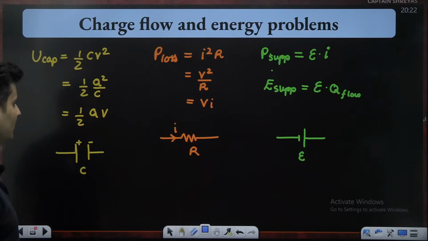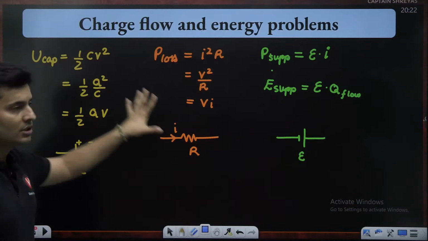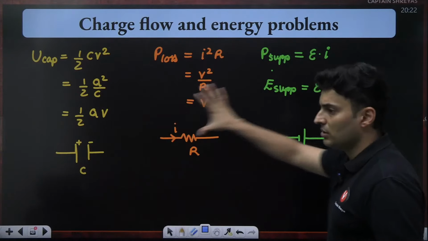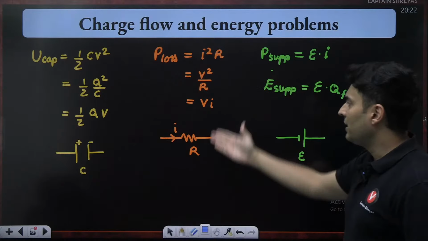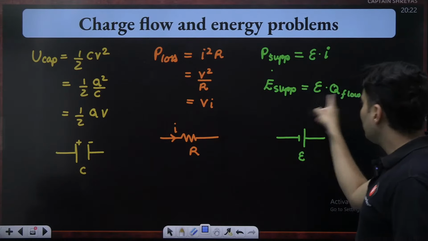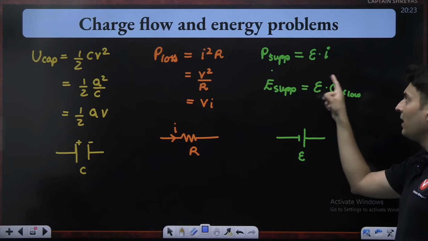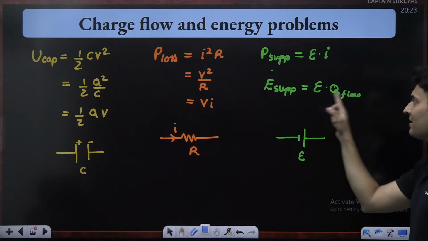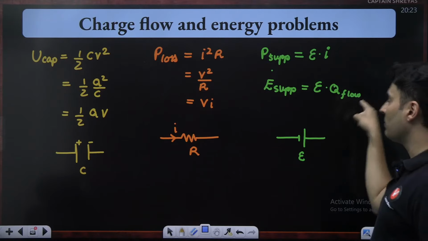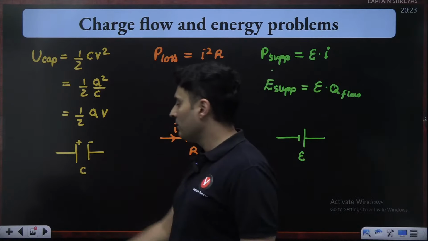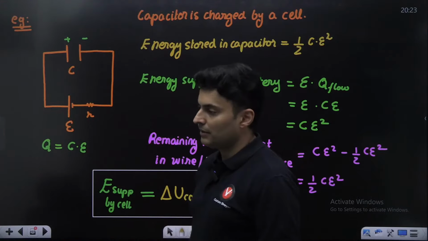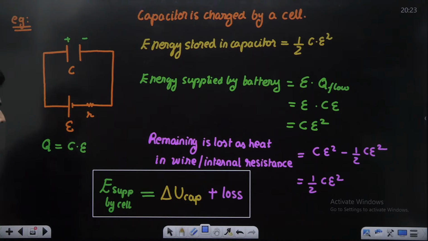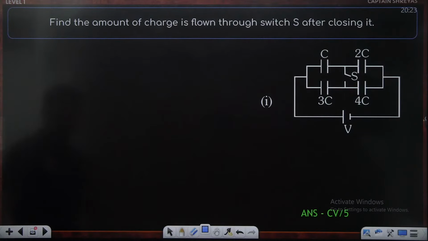So let's solve some questions based on this. We have seen the charge flow and the energy standard formulas. This was already done. You already know this from 10th standard also. This is something additional which you have learned today. Power supplied by the battery is voltage into current, so EMF into current. But energy wise, it is EMF into charge because current into time is charge. This I have already given to you in lecture 1 of capacitor. Okay, cool. Let's solve some questions.